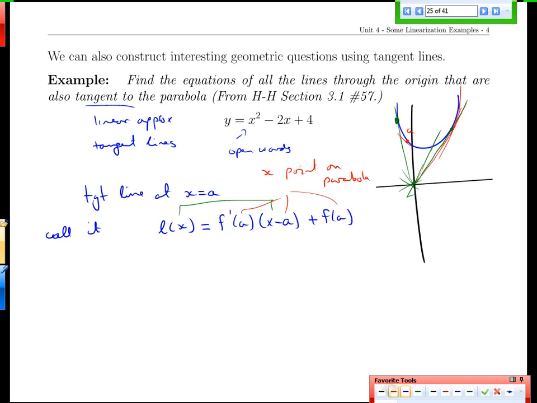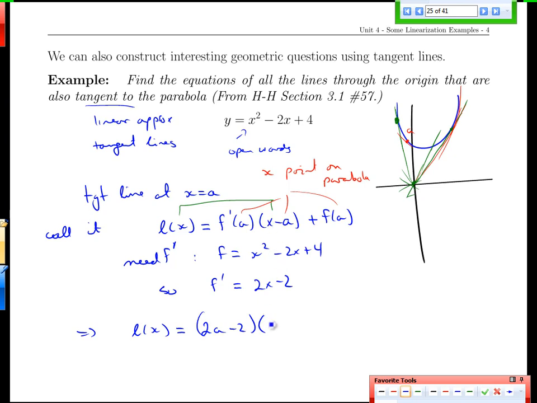Well, to fill this in, what do we need? We're going to need f prime. We don't have that yet, but fortunately we have f, which is equal to x squared minus 2x plus 4. So f prime is going to equal 2x minus 2. And that means that our linear function will be f prime at a, 2a minus 2, times x minus a, plus f of a, which would be a squared minus 2a plus 4.